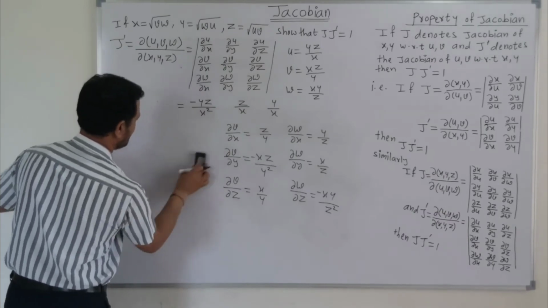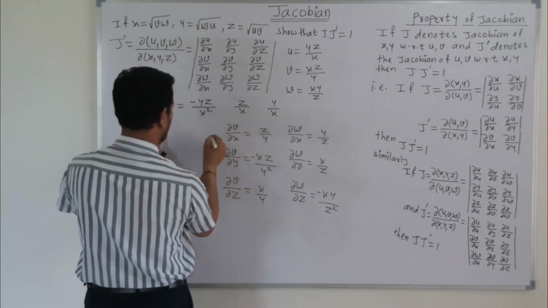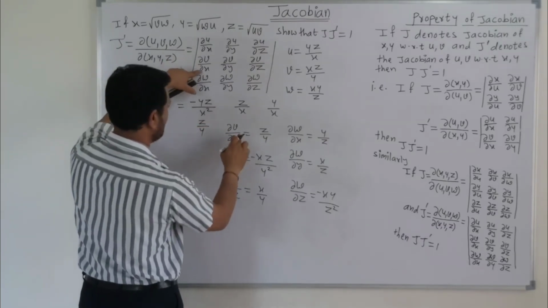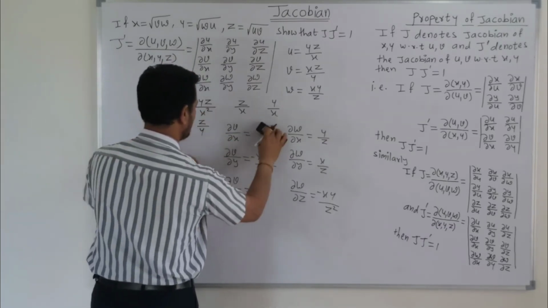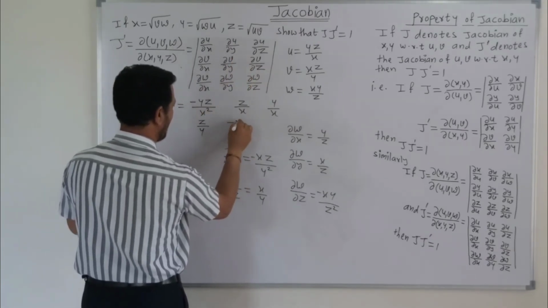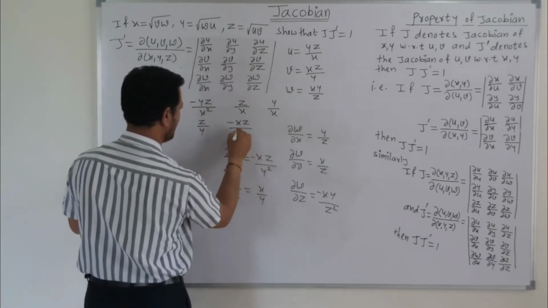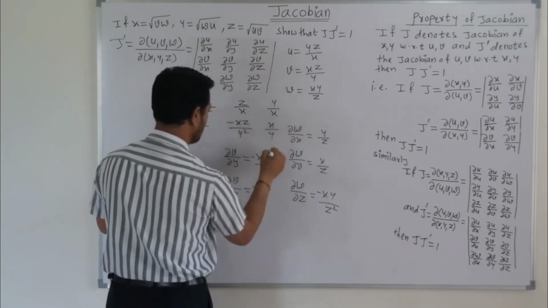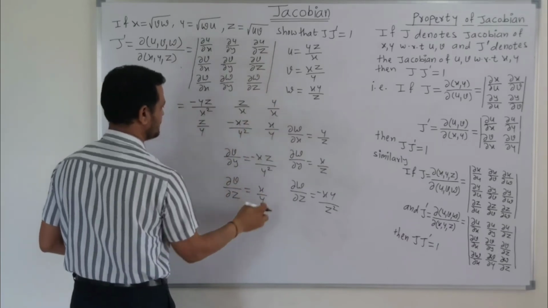So this is over. Then next, the partial derivative of v with respect to x is z upon y. So this term is over. Then the partial derivative of v with respect to y is minus xz upon y square, and the partial derivative of v with respect to z is again x by y.